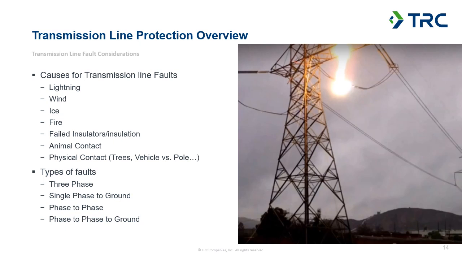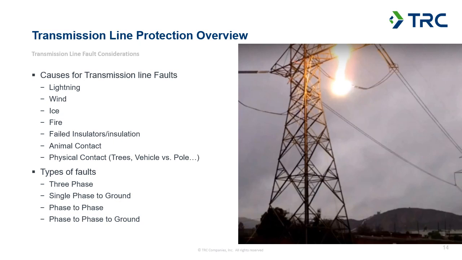Fire. If you have a fire, a forest fire, something like that underneath your transmission line, that can increase the likelihood of a fault. Failed insulators is another one. You've got these insulators that are designed to separate the portions of your system that are on different potentials, so your transmission structures and the conductors themselves. And those degrade over time, and may eventually fail. A failed insulator would be a path for current to flow, causing a fault.